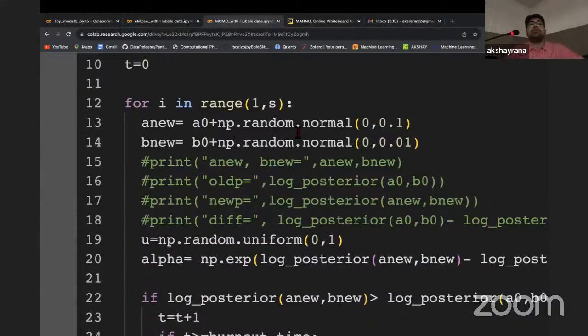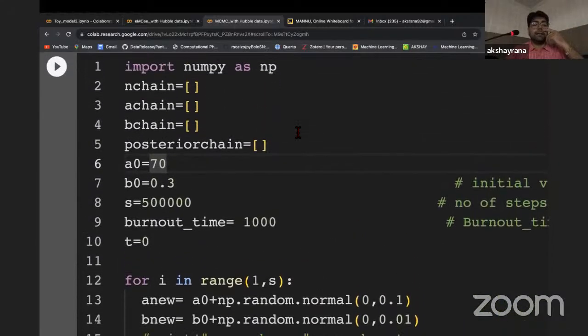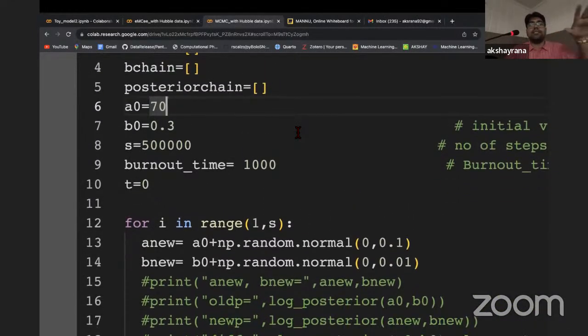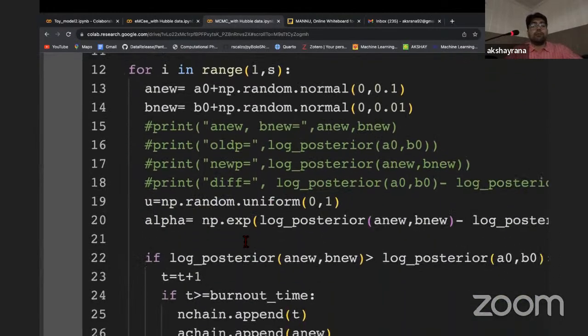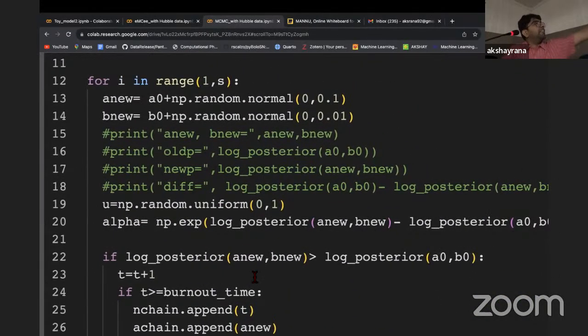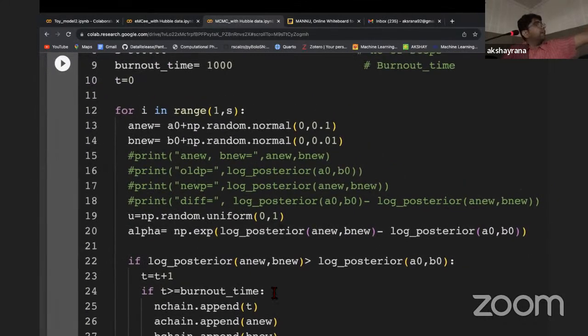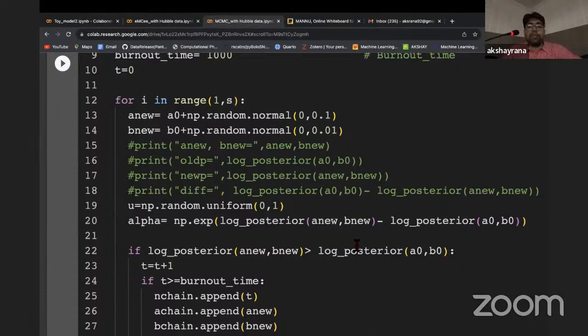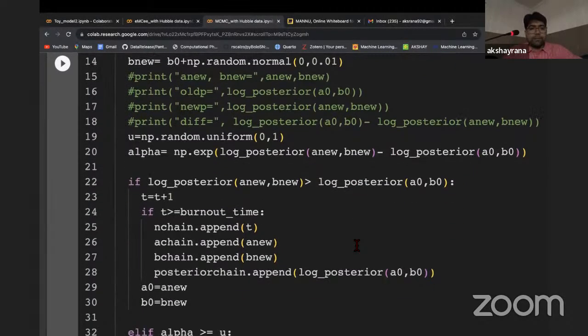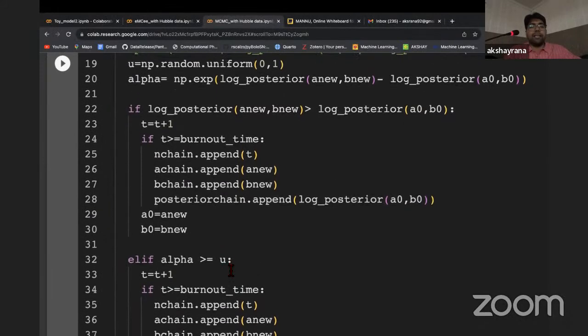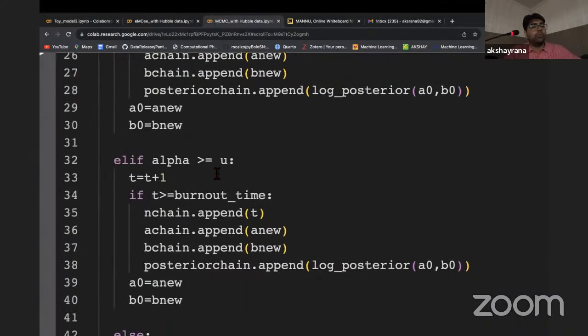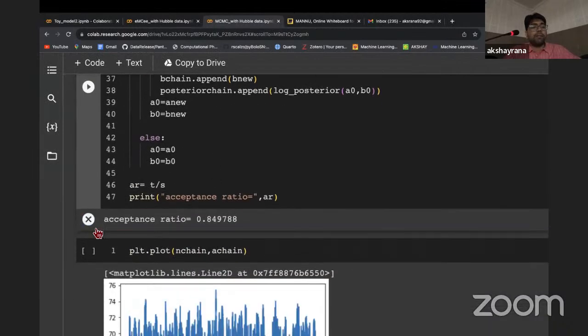A new, B new. I'm choosing the initial seed. Okay, this is one single step I'll be doing. Focus on alpha. Alpha is nothing but log posterior divided by log exponential. Because I'm taking the log, this minus sign is coming over here. Okay, fine. If I run this program, same analysis, I save the results.